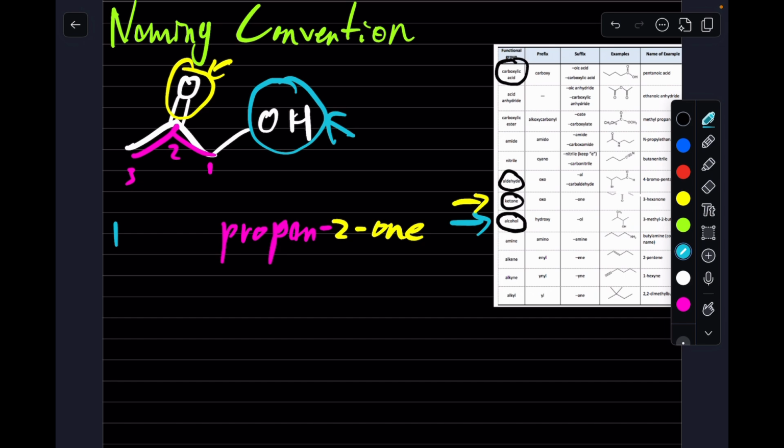So it's gonna look like this. I'm gonna use hydroxy instead of the suffix ol. And that basically sums it up. So carboxylic acids have the prefix carboxy and the suffix oic acid, whereas aldehydes and ketones have the prefix oxo, and ketones have the suffix -one, and aldehydes have the suffix -al, and yeah.